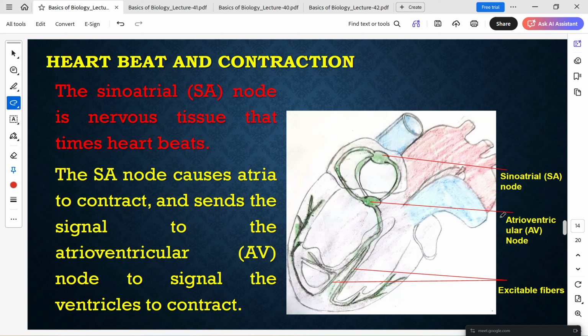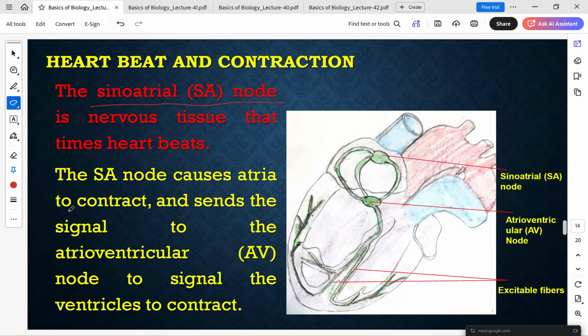Okay. The rhythm of the heart is maintained by some nodes that are present within the heart. These nodes can function independently, but there is also some amount of control of the nervous system on these nodes. There are two major nodes, the sinoatrial node or the SA node, that controls the primary beating of the heart.